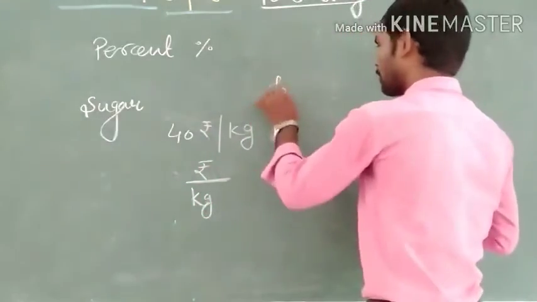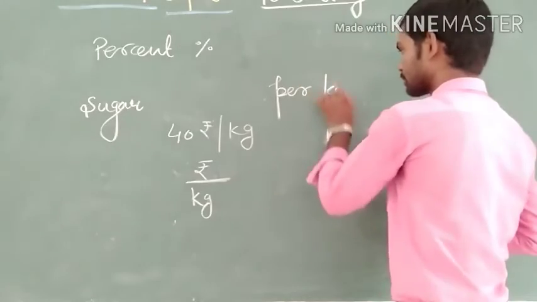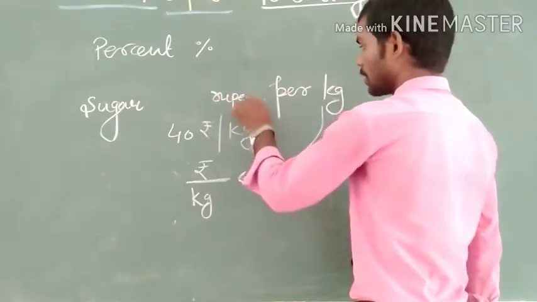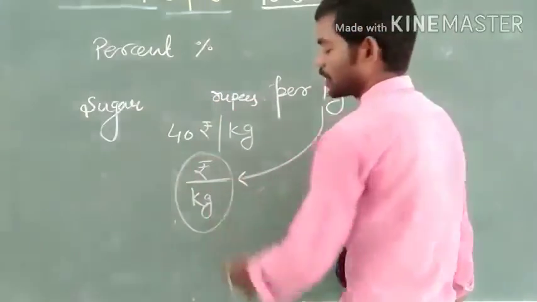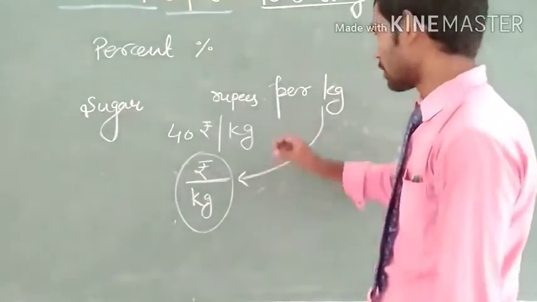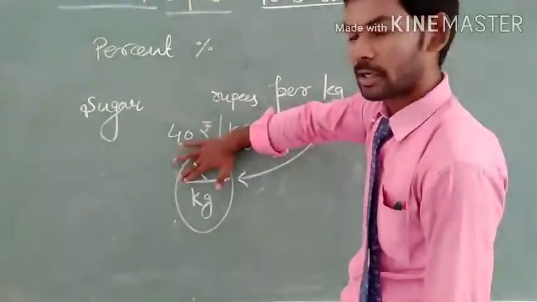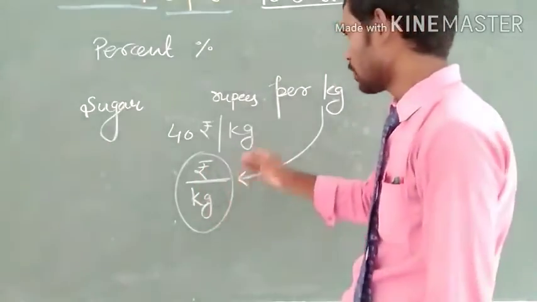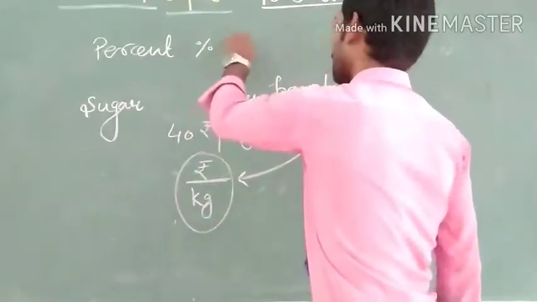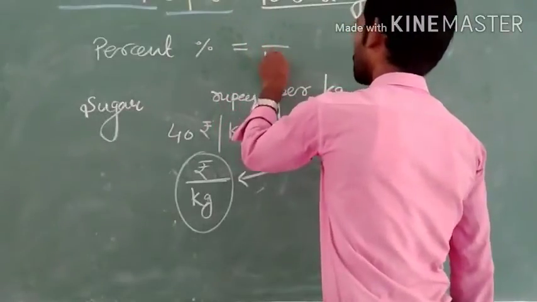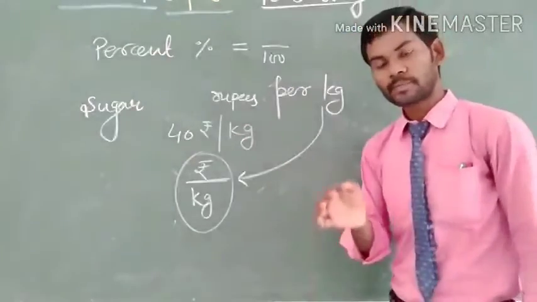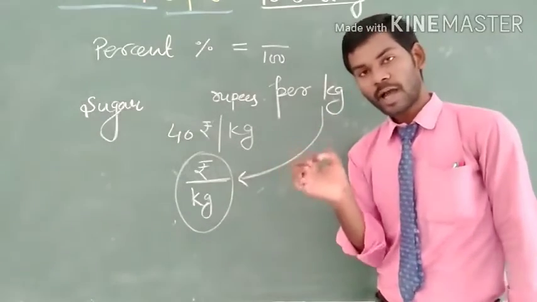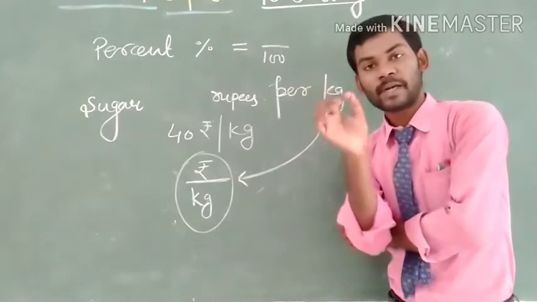The meaning of per kg can also be written like this. Rupees per kg means rupees upon kg. So here the meaning of per is upon, and here we write kg upon kg. Therefore, percent can also be written as upon 100. So this is the basic concept, the zero concept of percentage in mathematics.